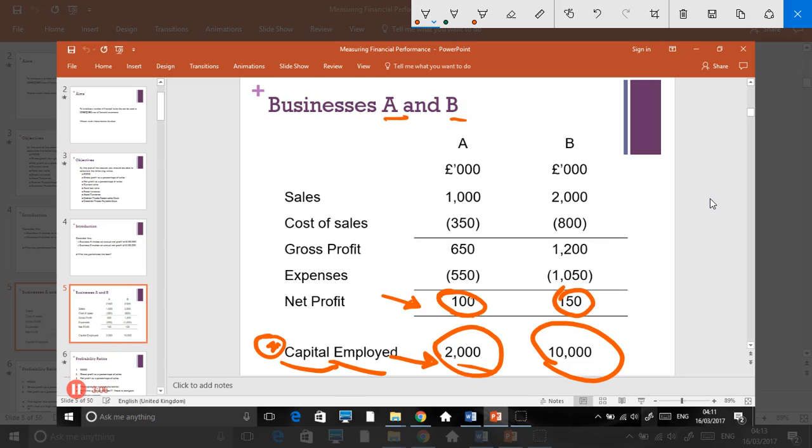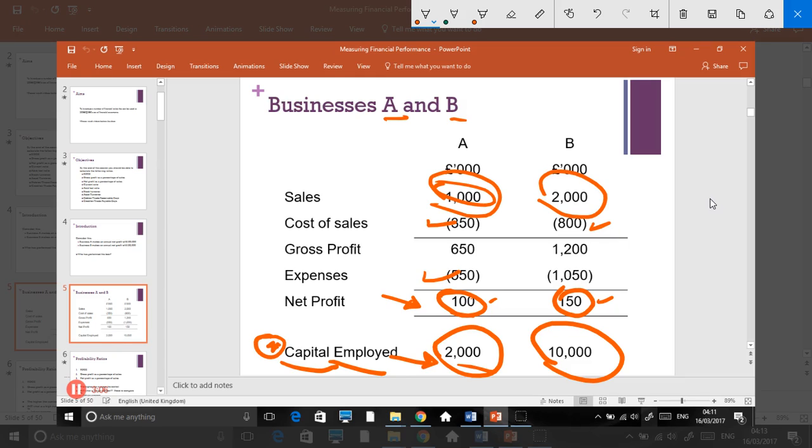So that's the first thing. The second thing we also see is that Mr. A had sold £1,000 worth of items. So he had received £1,000 and he had kept £100. When I say kept 100, out of the £1,000 he received, he had to give off 350 and 550 to pay off things, and he had £100 left for himself. As opposed to Mr. B, who received 2,000 and kept 150 of that 2,000 that he received.